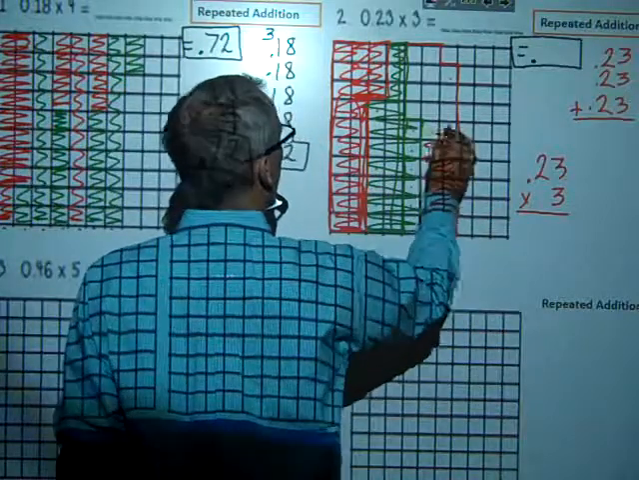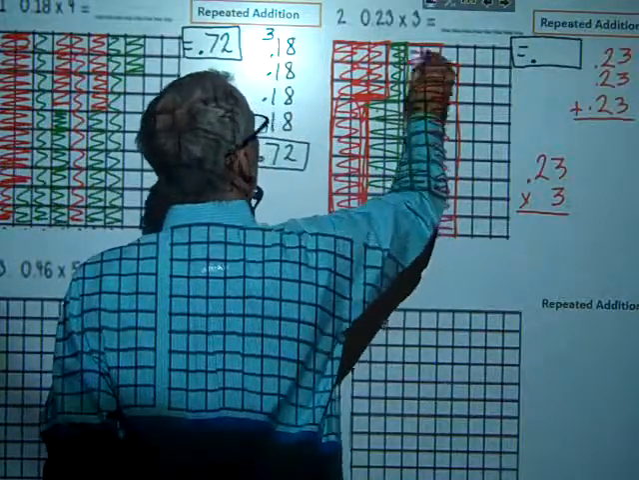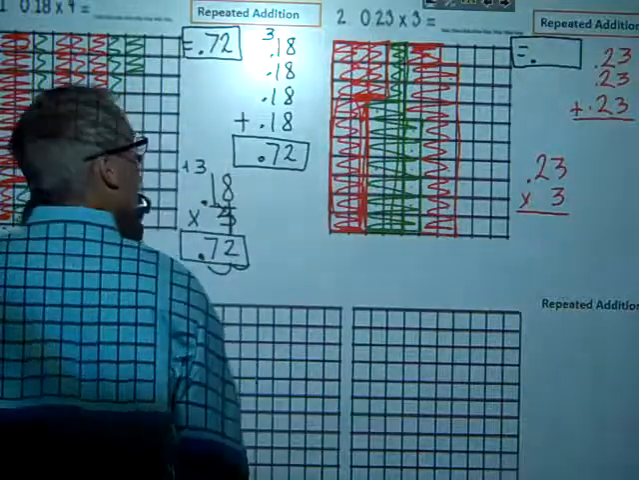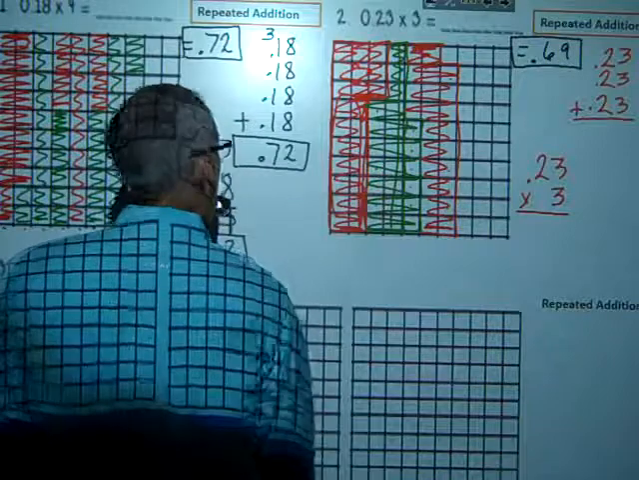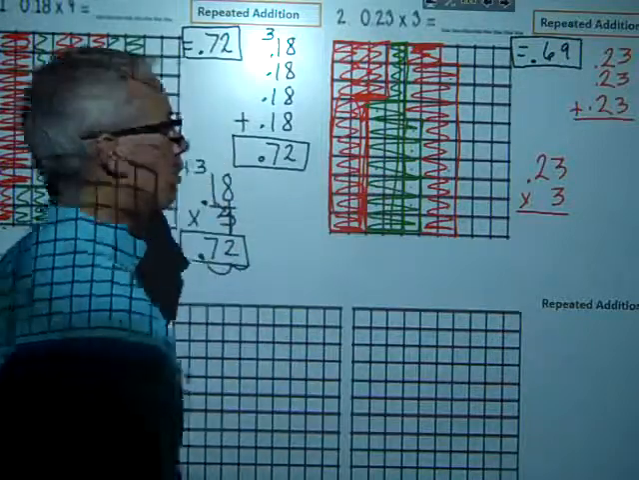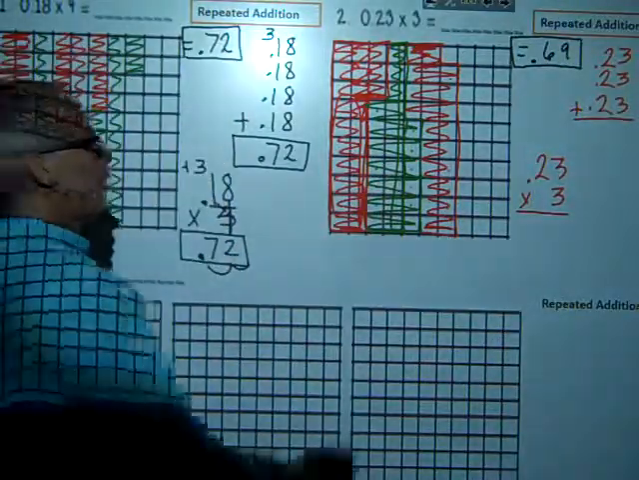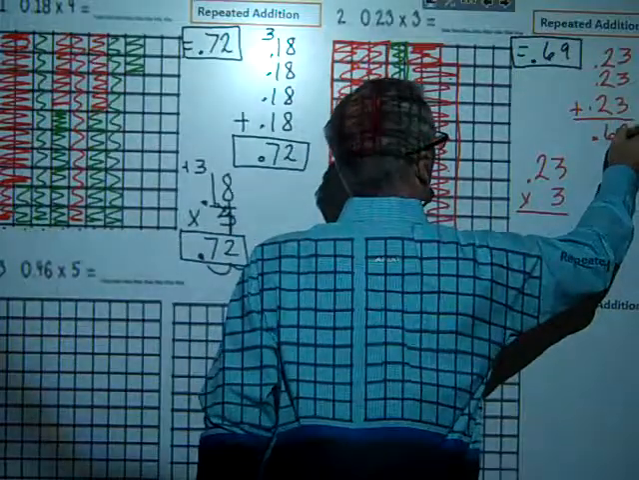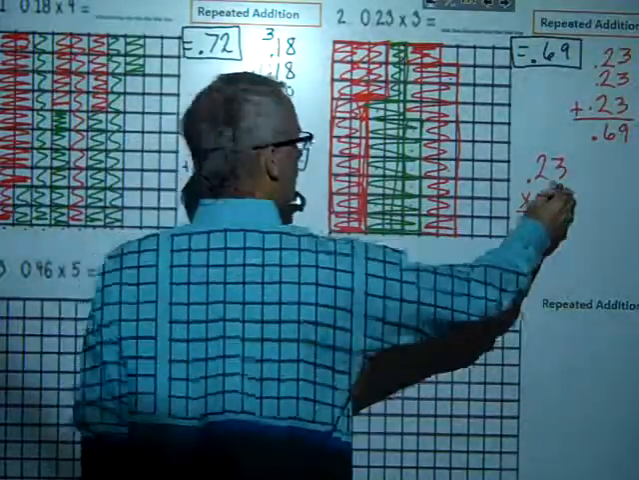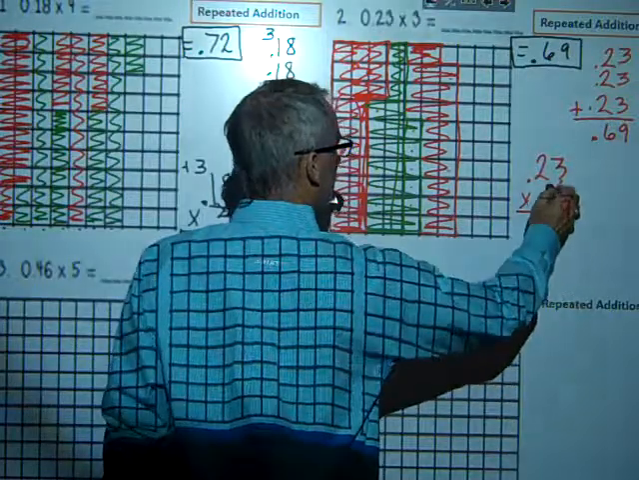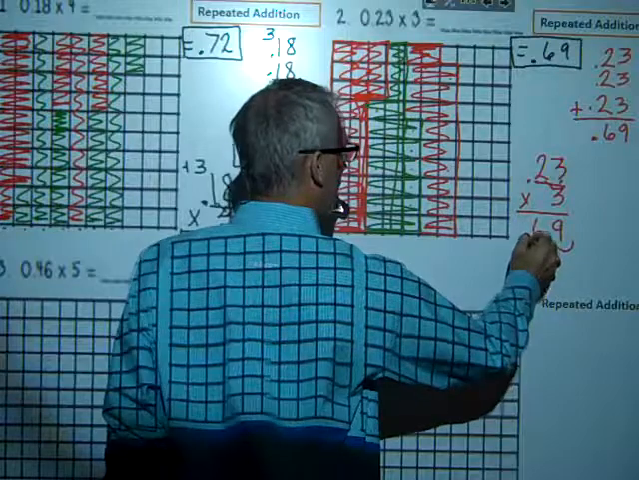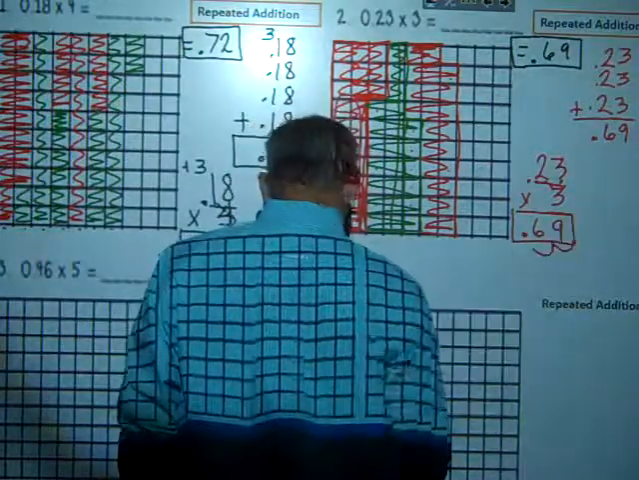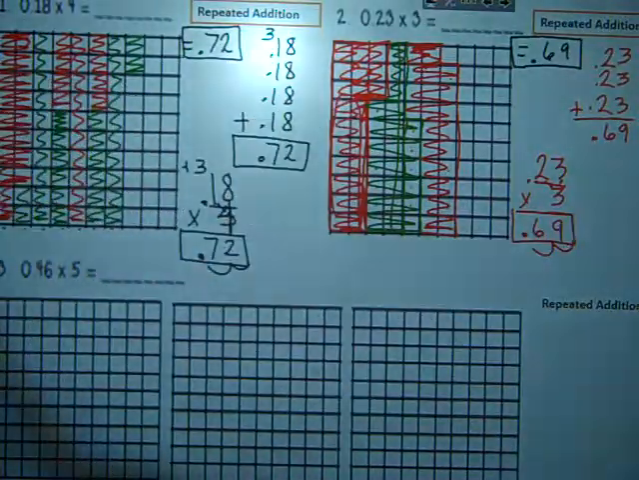Alright, if I shade in 3 groups of 23, how many do I have shaded in? 69. 69 hundredths. Good. If I do repeated addition, 23 hundredths plus 23 hundredths plus 23 hundredths, what do I have? 69 hundredths. If I do the algorithm, 3 times 3 is 9, 3 times 2 is 6. How many places behind the decimal? 2. 1, 2. The answer is 69. Does it match? Yes. Absolutely. Okay, good. Alright. Last problem.